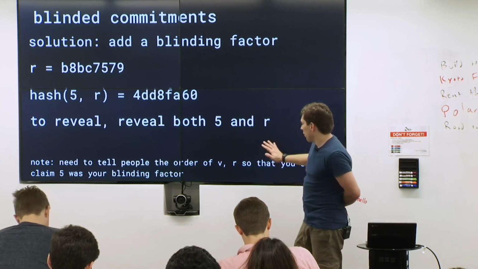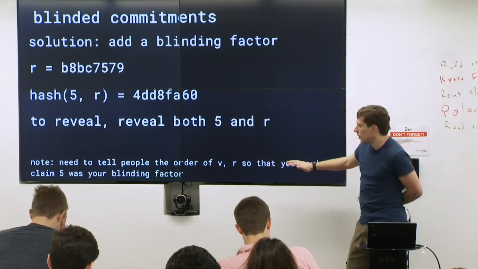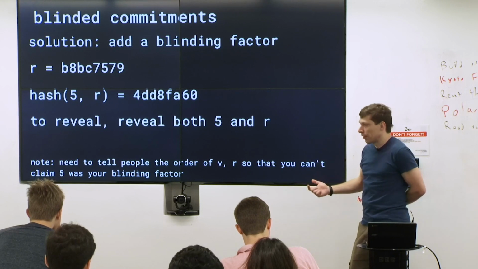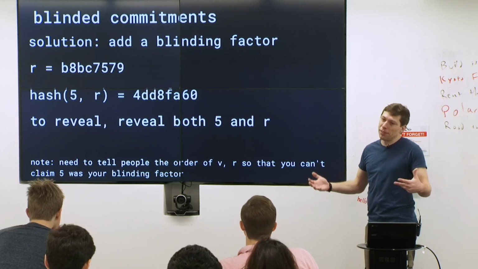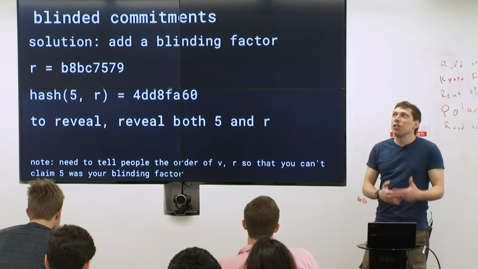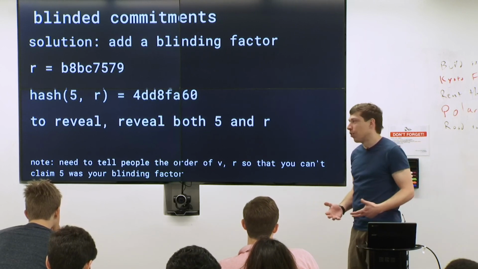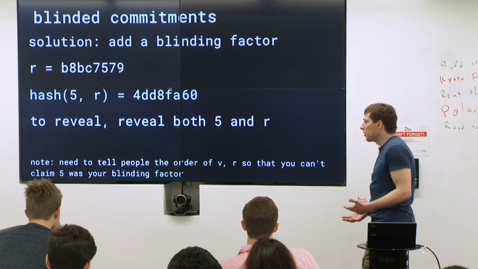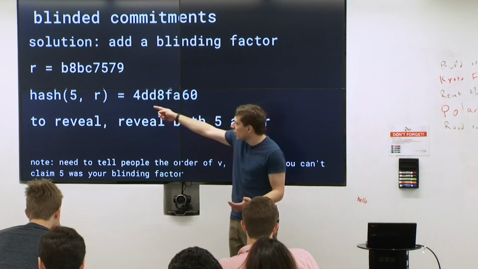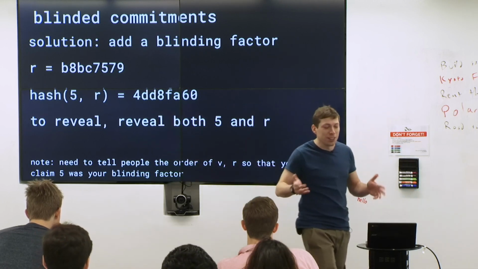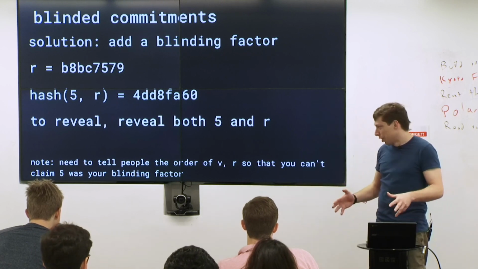You need to tell people what order you're doing things in. The system needs to be predefined, right? When you're committing, you also have to commit to the algorithms or have pre-agreed upon algorithms. Otherwise, you could do something like, no, I committed to R, 5 was my blinding factor. So you need to have protocols set up beforehand.